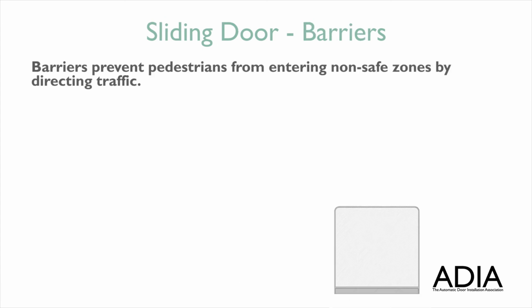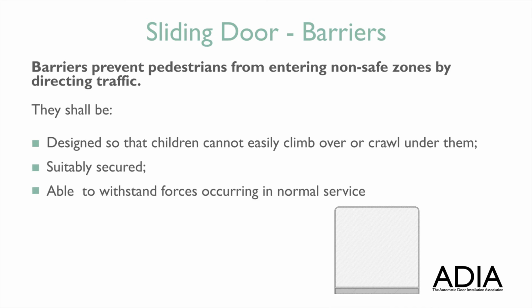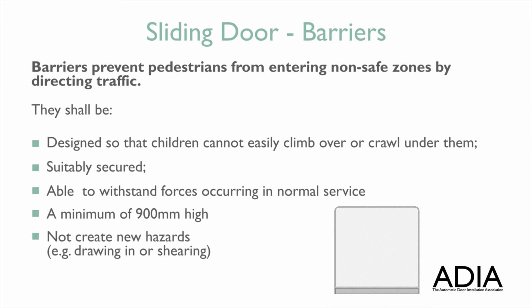Barriers prevent pedestrians from entering non-safe zones by directing traffic. They shall be designed so that children cannot easily climb over or crawl under them, suitably secured, able to withstand forces occurring in normal service, a minimum of 900 mm high, and not create new hazards, for example, drawing in or shearing.